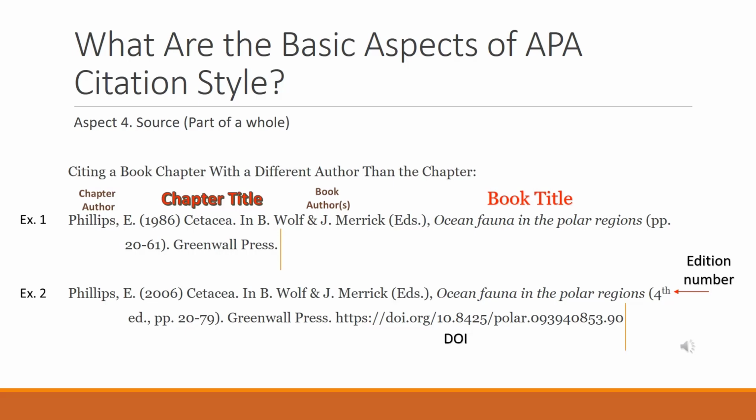In example 2, you have the same title, but now it is shown how to insert an edition number. Put the edition information before the page numbers of the chapter and within the same parentheses. Separate them with a comma. This is followed again by the publisher and a period or full stop.